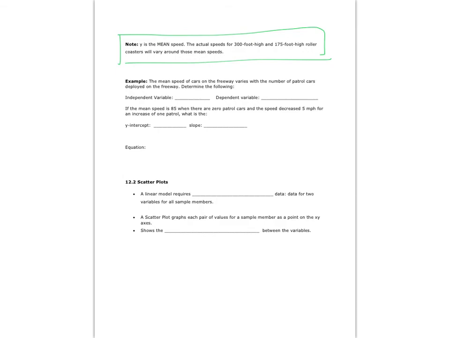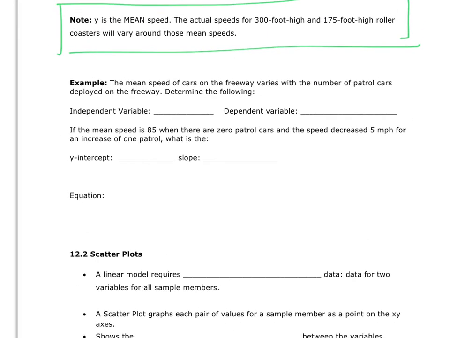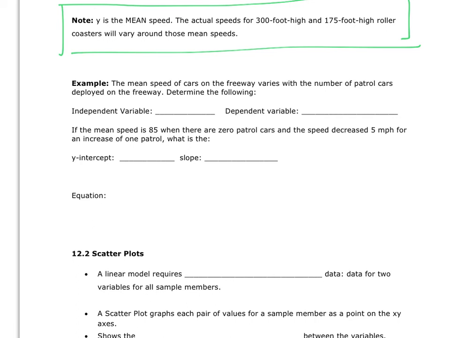Okay, so let's look at another example. The mean speed of cars on the freeway varies with the number of patrol cars deployed on the freeway. So let's determine what the following things are. In this case, what is the independent variable? What is the thing that's going to cause the other variable to change? Well, the independent variable is the number of patrol cars. And what depends on that is the speed, the average speed or mean speed of cars.